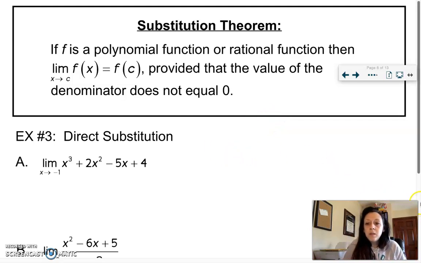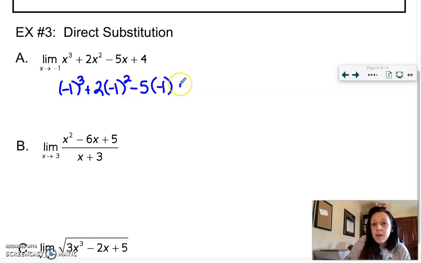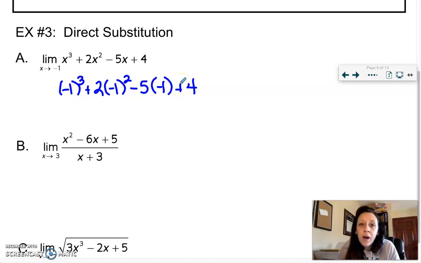So let's just practice the substitution theorem. What you're going to do is say, how do I find this limit without graphing? Is it a polynomial? Yes. So then I can just take the -1 and plug it in for x and solve. Okay, again, that's because the limit is equal to the y value on the curve because the curve is a smooth curve. There's no holes in the graph or anything.